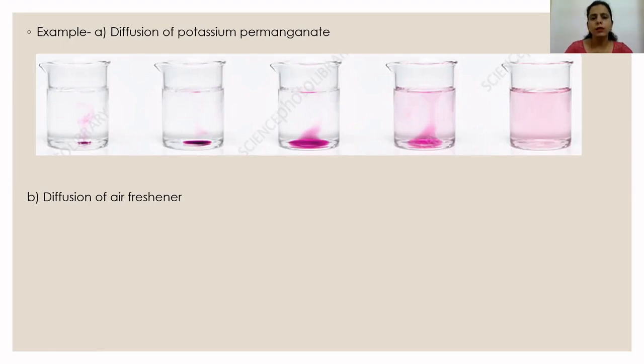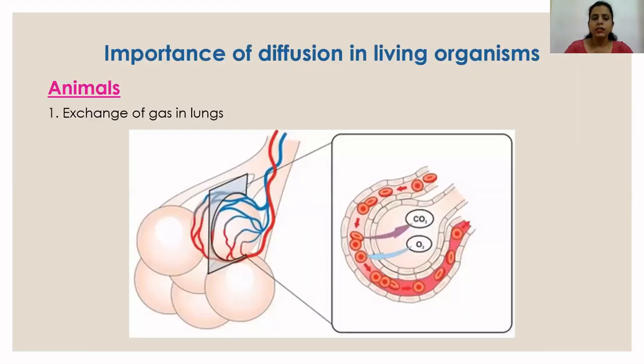So hence, because of the process of diffusion, these perfume molecules will move from higher concentration to the lower concentration. Okay, I hope you're clear with the meaning of diffusion. Next, we will learn about the importance of diffusion in living organisms. Now, when we talk about importance of diffusion in living organisms, first we'll talk about animals and then about plants.